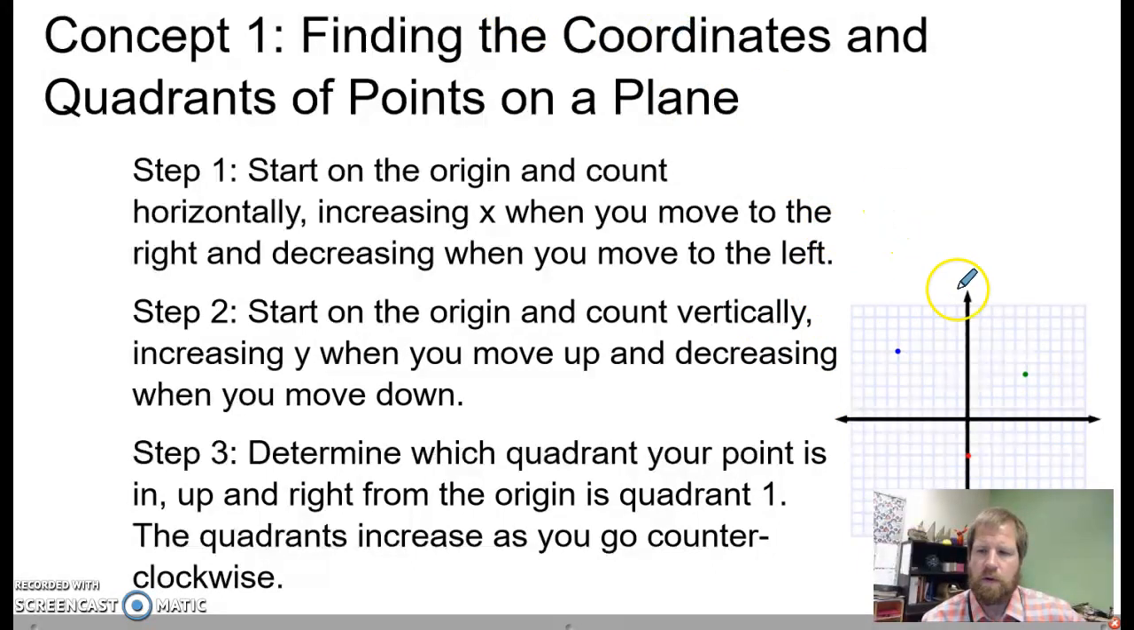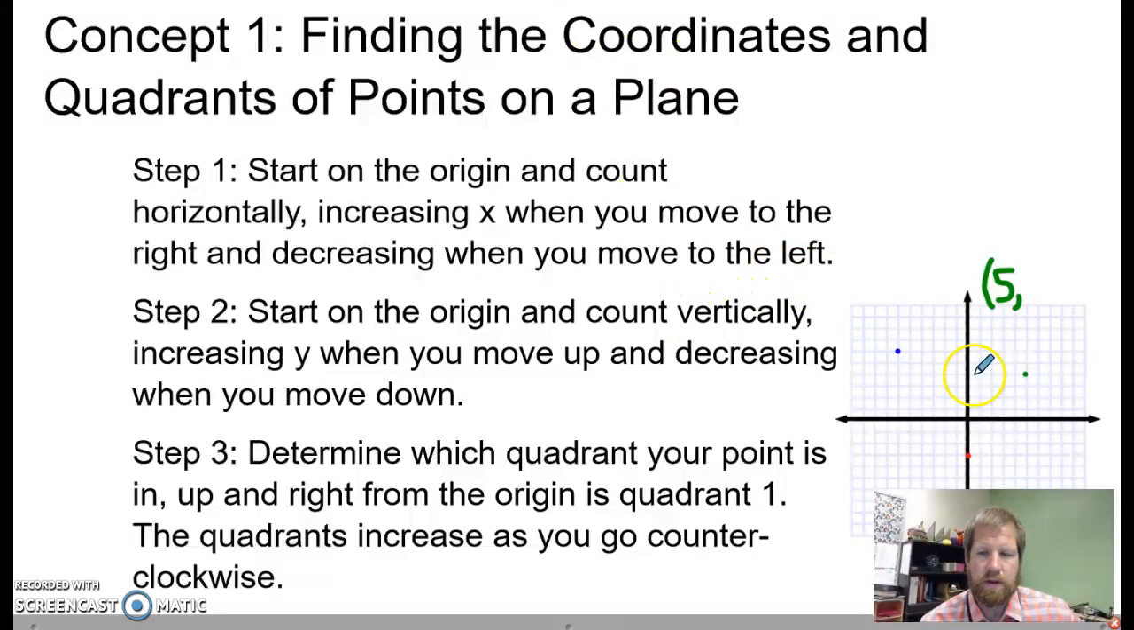All right, if we're starting with our green one, your first step is to find the x-coordinate, and we always find the x-coordinate first because the x-coordinate is always listed first in an ordered pair. So you start at the origin, move over 1, 2, 3, 4, 5 until you're directly below or directly above the point, and then that is your coordinate. So my first coordinate is going to be 5, my x-coordinate for this point.